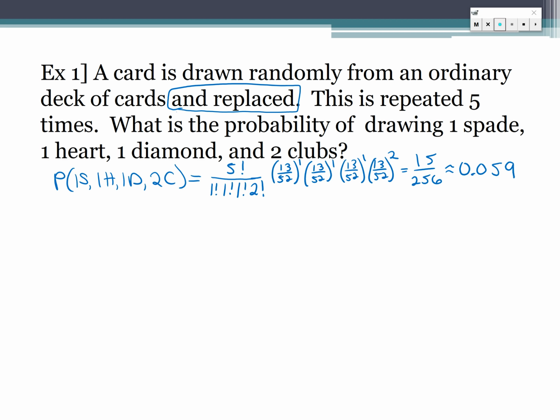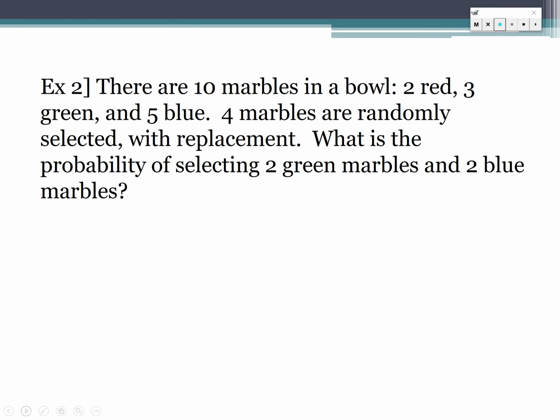If you haven't had a chance yet to try example 2, take a pause here and try example 2 before listening to my explanation. In example 2, we have 10 marbles in a bowl. 2 are red, 3 green, and 5 blue. 4 marbles are randomly selected with replacement. What is the probability of selecting 2 green and 2 blue?